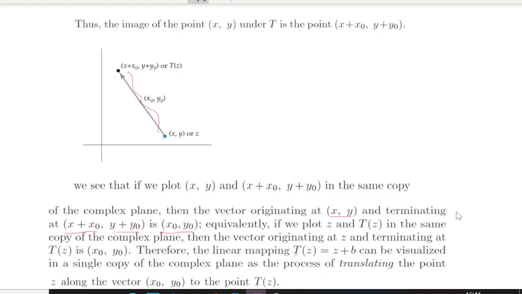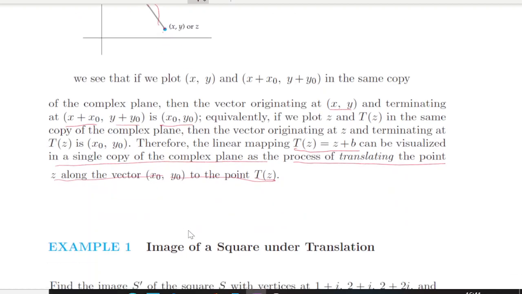So a mapping T of z equals z plus b can be visualized in a single copy of the complex plane as the process of translating the point z along a vector x naught, y naught to the point T of z. Translation means exactly that: the process of translating the point z along the vector x naught, y naught to the point T of z. Suppose you have z here, and suppose this is your x naught, y naught. So along x naught, y naught you are moving to get a point at T of z.